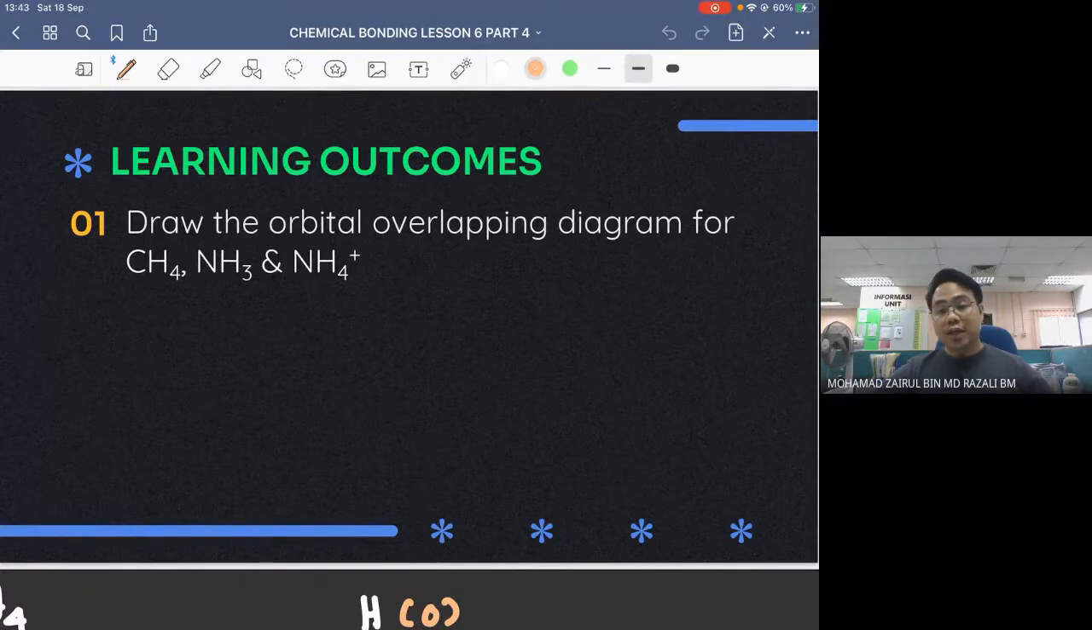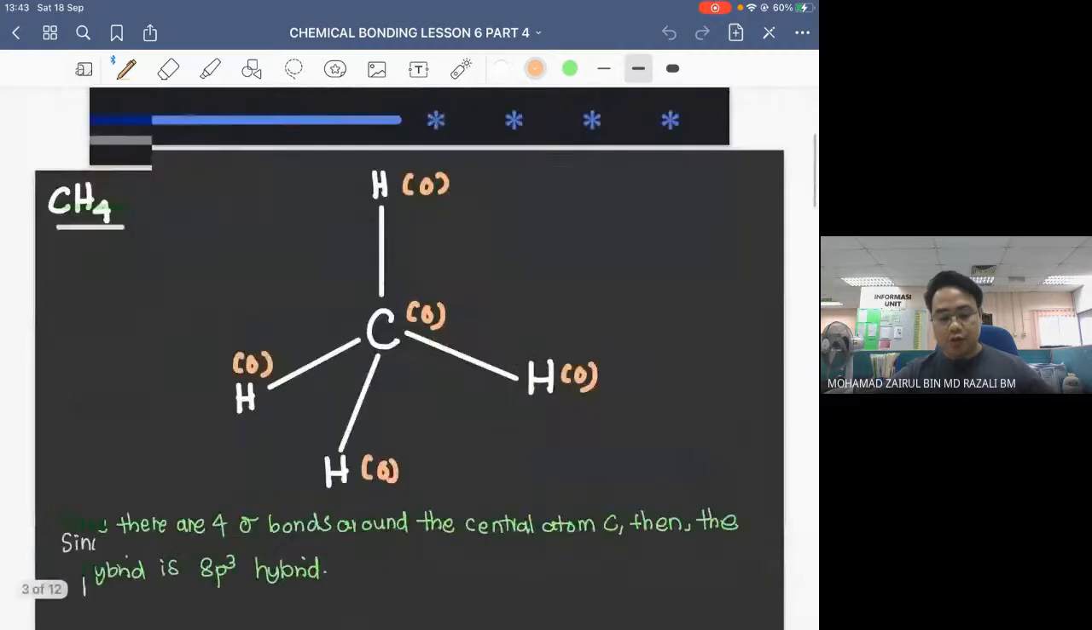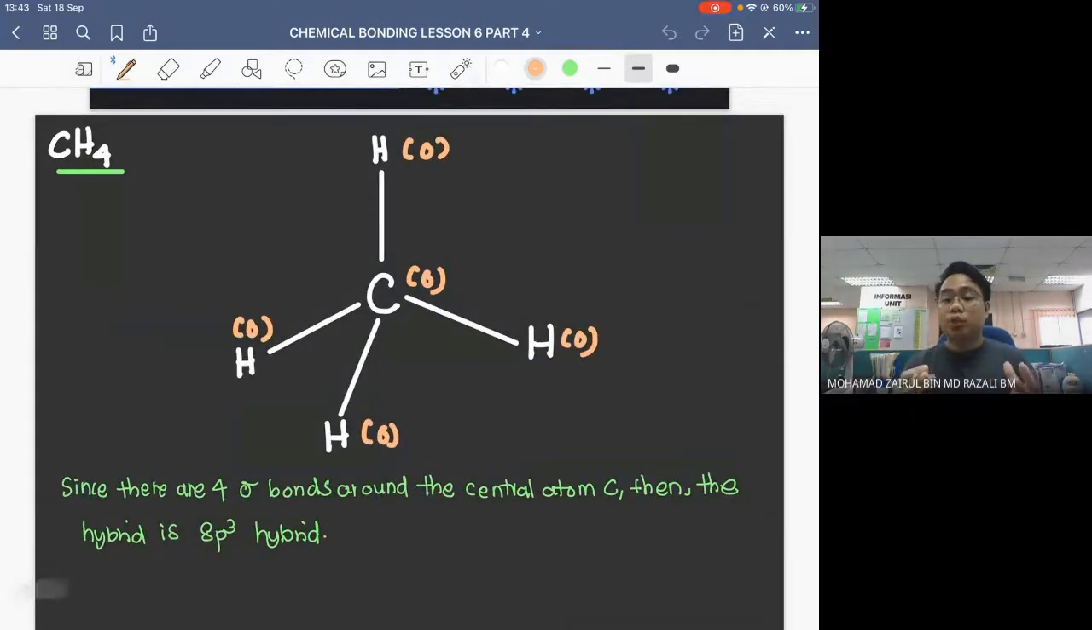Okay, so we're going to start with methane, which is CH4. As usual, the first step is you need to draw the Lewis structure with the correct molecular geometry and calculate the formal charge. So this is the molecular geometry for CH4. It has a molecular shape of tetrahedral. If you calculate the formal charge, each atom in CH4 will have a formal charge equal to 0. Since we have 4 sigma bonds around the central atom carbon and 0 lone pair, that means the hybrid on the carbon is sp3.